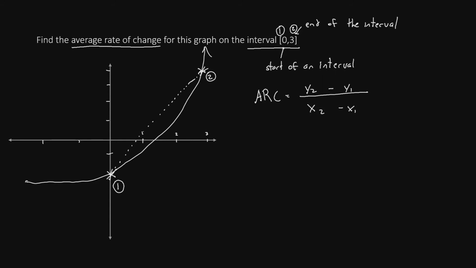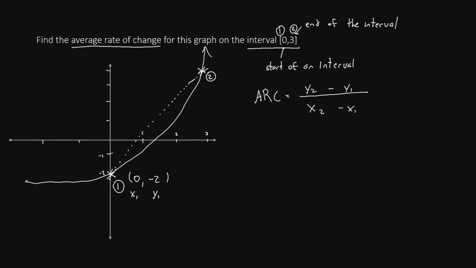Let's now get our x and y values. At point 1, we have x equals 0. Now let's read the y value. It looks like -1 and now -2. We'll place -2 here. The x value we'll call x1, and the y value we'll call y1.